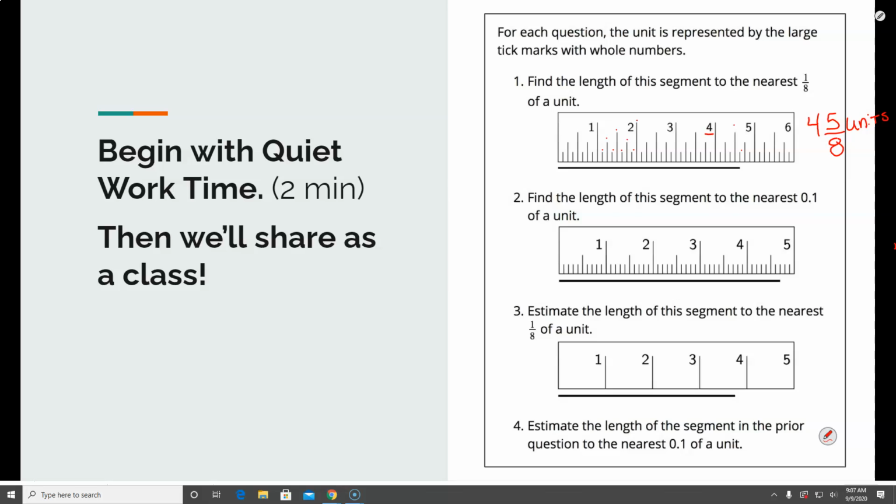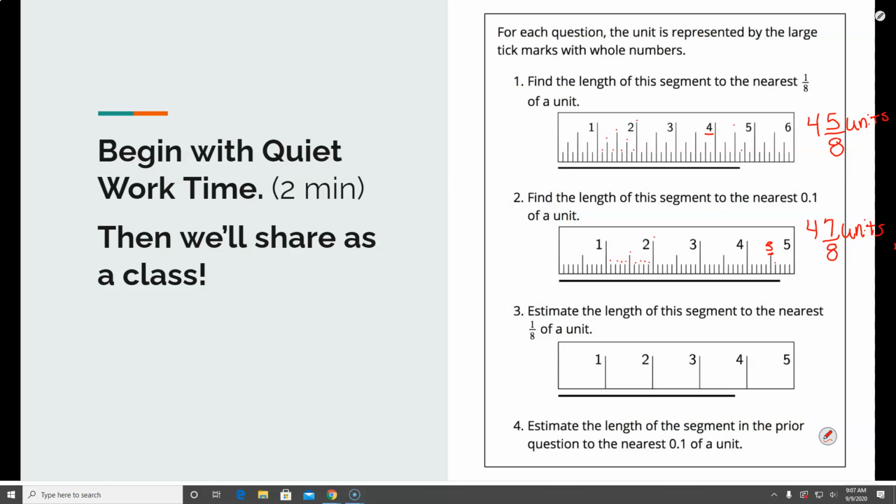Then the next one says find the length of this segment to the nearest tenth of a unit. If you looked at this ruler, you should see that there are 10 tick marks in between each whole number. That'd be 1, 2, 3, 4, 5, 6, 7, 8, 9, and 10. So your whole number here would be 4, and you know that halfway is 5. So if you just count 2 more, that should be 5, 6, and 7. So this one would be 4 and 7/10 of a unit.